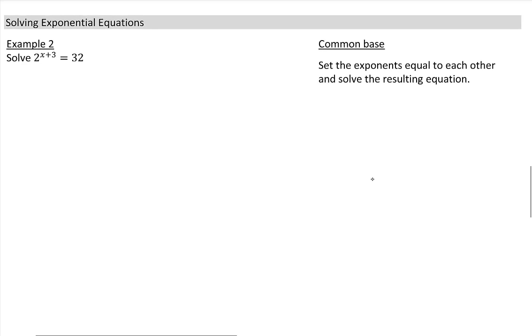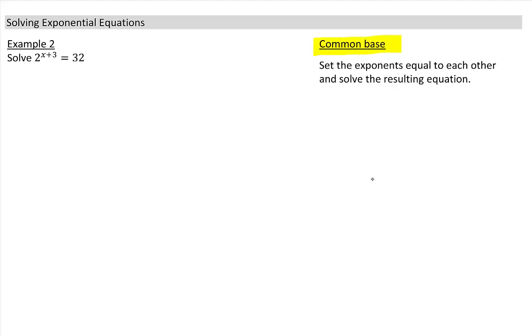And the last major topic was solving exponential equations. And we have two methods for that. One method is to find a common base. So for this example, we have 2 raised to the exponent of x plus 3 equals 32. So our first step is to rewrite 32 as a base 2 number.